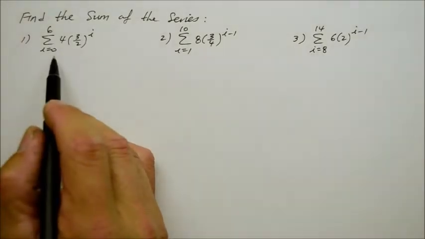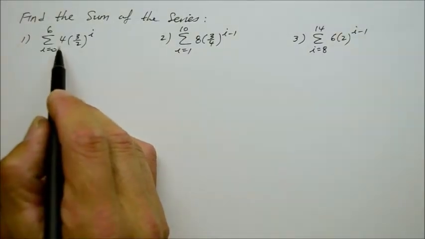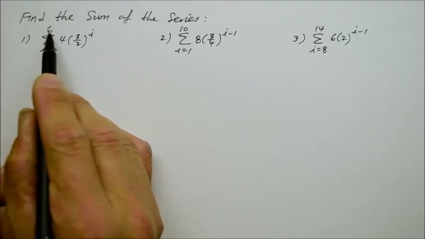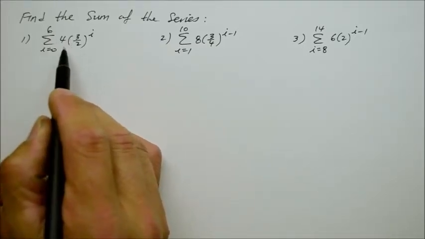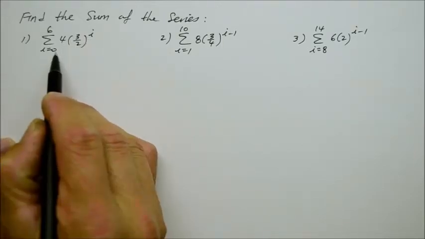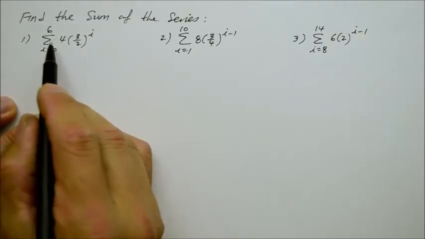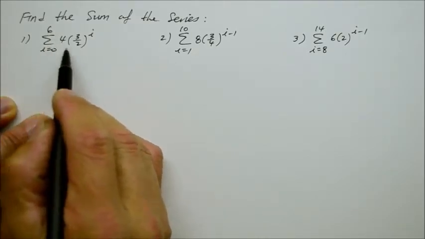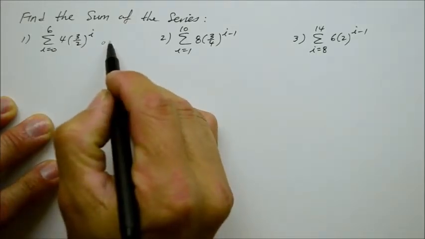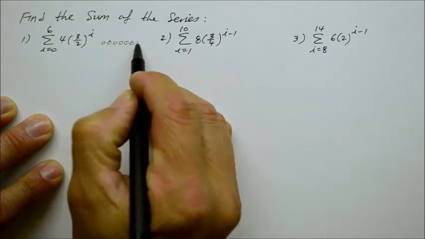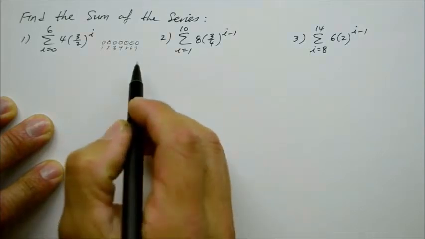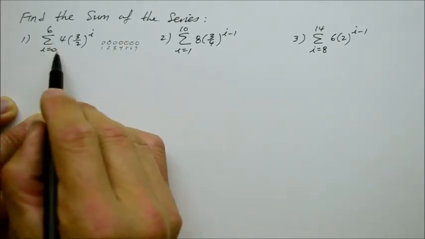So we have a sum here. Here we have the sum from i equals 0 to 6 of 4 times quantity 3 over 2 to the i power. So the lower limit is at 0 and the upper limit is at 6. So how many total terms are we talking about? It's not 6. Remember? It's 0, 1, 2, 3, 4, 5, 6. So in fact we have 1, 2, 3, 4, 5, 6, 7. We have a total of 7 terms in the series.